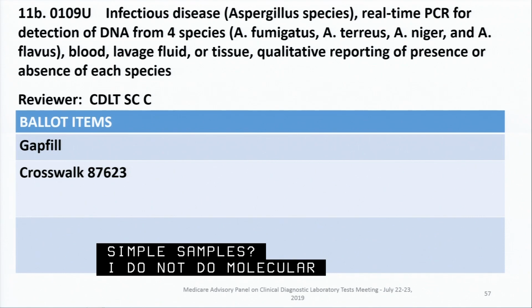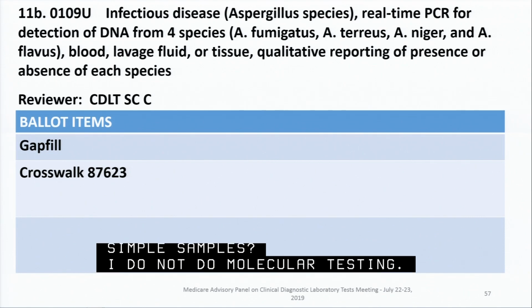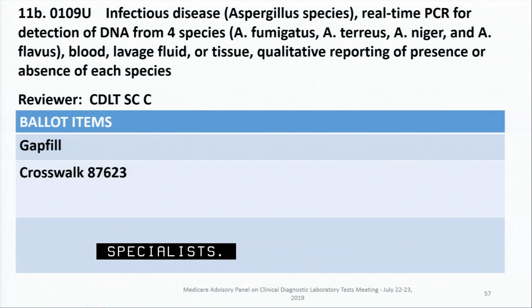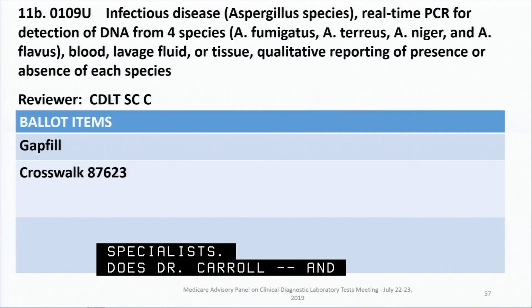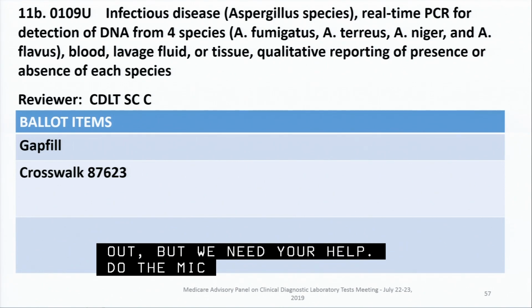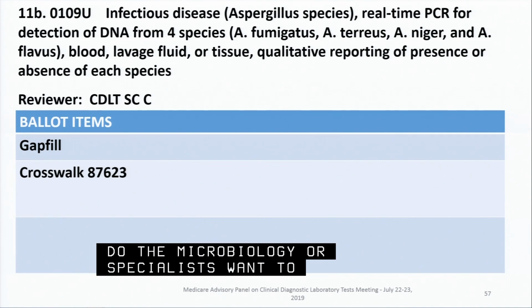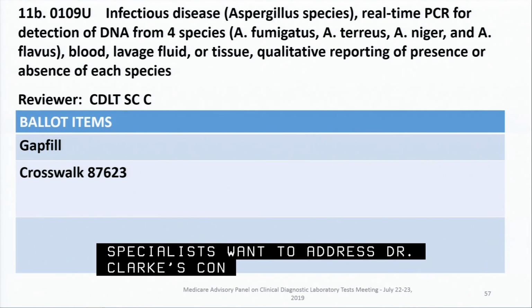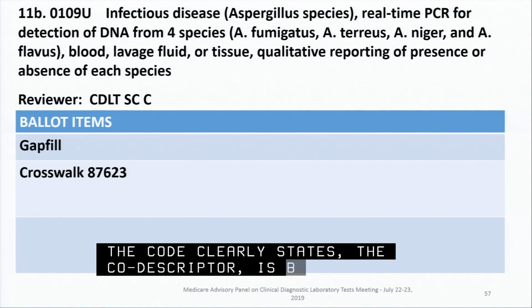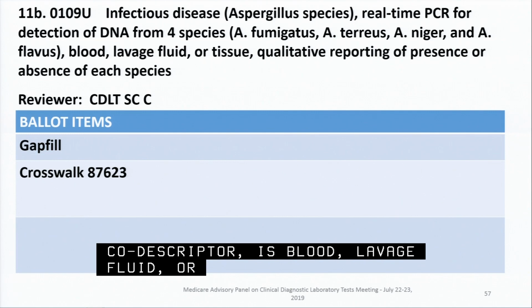So I'm going to turn this over to the microbiology specialists. Dr. Carroll, and I'm sorry for separating you guys out, but we need your help. Do the microbiology specialists want to address Dr. Clark's concern? Because I have the same concern. The code clearly states, the code descriptor is blood, lavage fluid, or tissue. So does anybody want to respond to that?